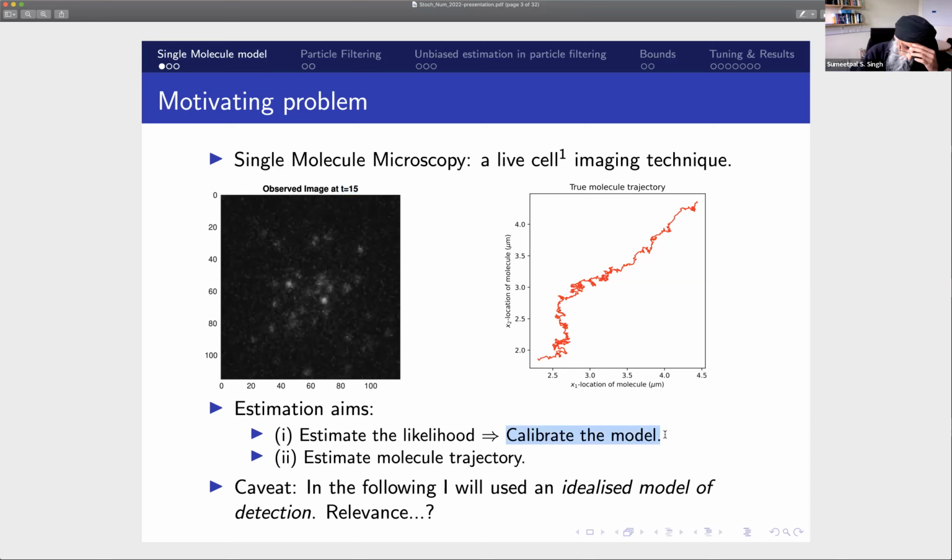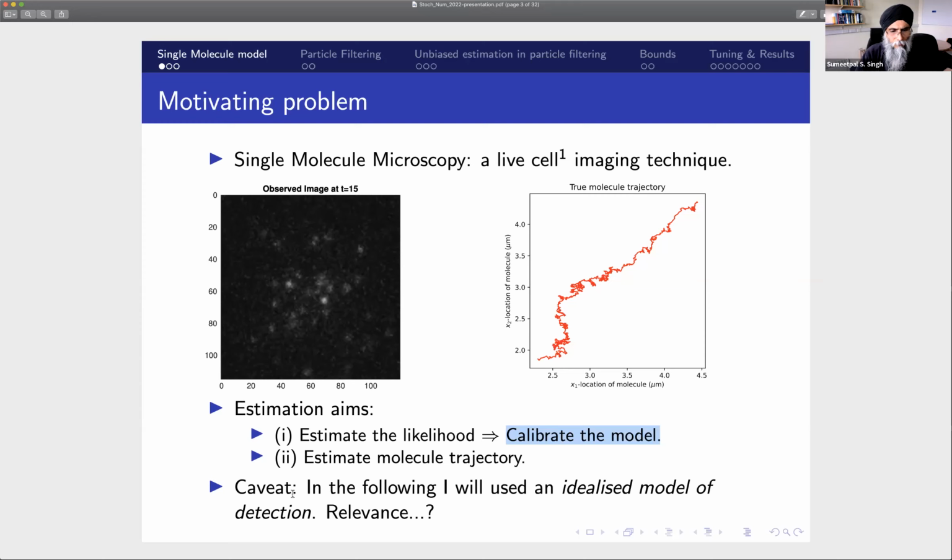Okay, so the model has many parameters that need to be calibrated for the real experiment. And then as a secondary objective, you want to estimate the trajectory of the molecules that are generating the data. So I'm going to focus on the first objective, which is to compute the likelihood. We're going to estimate it, and we're going to use it to calibrate the model.